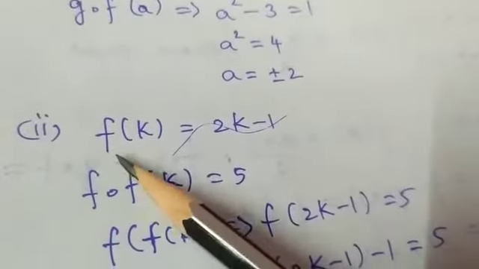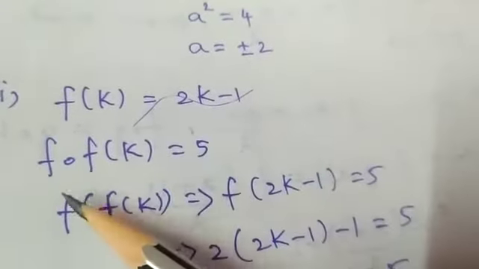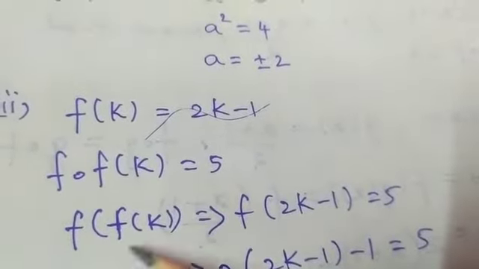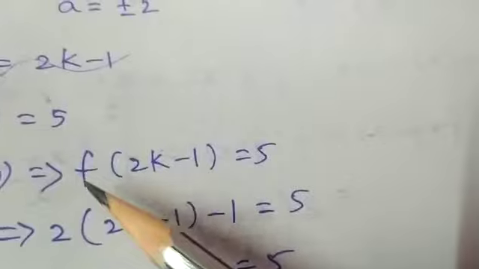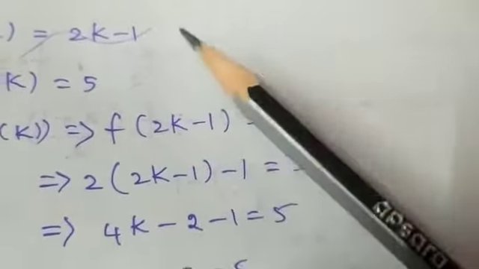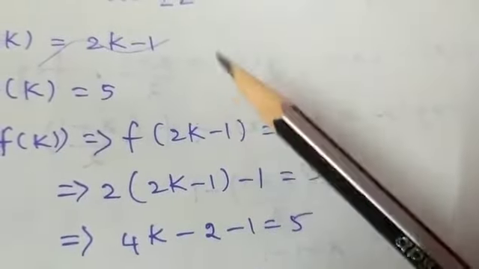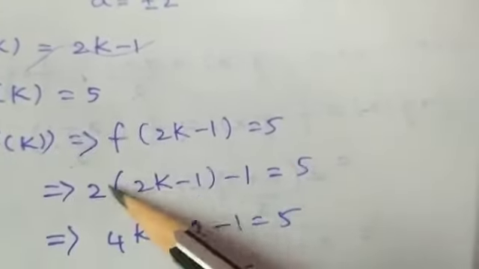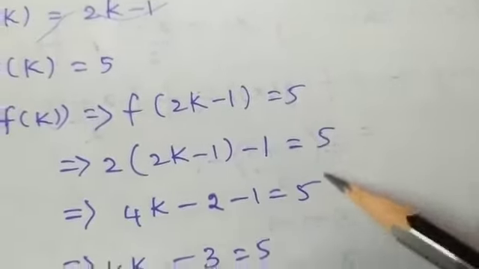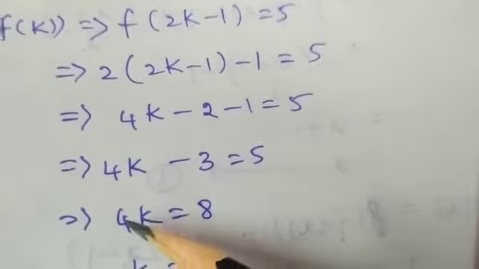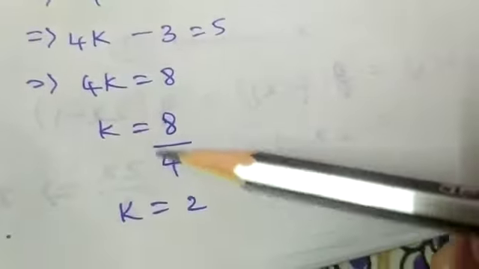Now my second part is f(k) = 2k - 1 and (f∘f)(k) = 5, and I'll substitute the value of f(k) here. Then this value I'll put in f(k), that is equal to 5. So 2 into (2k - 1) = 5, and 4k - 2 - 1 = 5, and 4k - 3 = 5, and 4k = 8, and k = 8/4, and I cut this, I'll get k = 2.